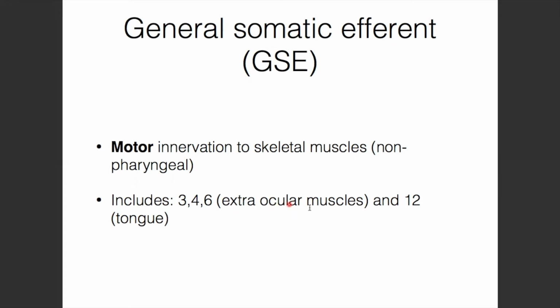إنه ال extraocular muscles والtongue are the only muscles بتودي لهم cranial nerves general somatic efferent which is the normal innervation. It's a normal nerve.